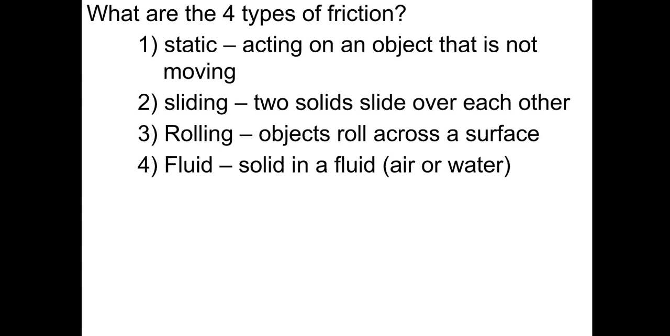So two solid surfaces are going to slide over each other. That's when it's undergoing sliding friction, when you have two solid surfaces sliding across. Then you have rolling friction when objects roll across the surface, like roller skates or a golf ball rolling on a green, or a bowling ball rolling down the lane, something like that. And then you have fluid friction, and that means that a solid is in a fluid.